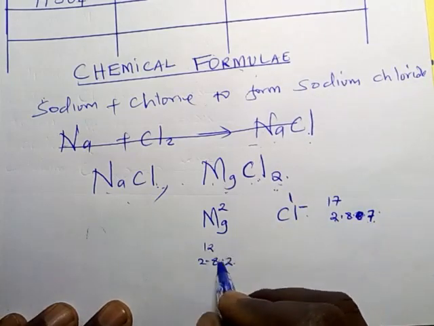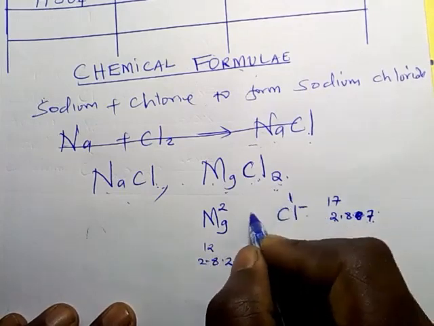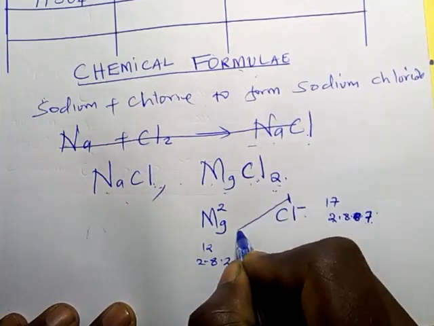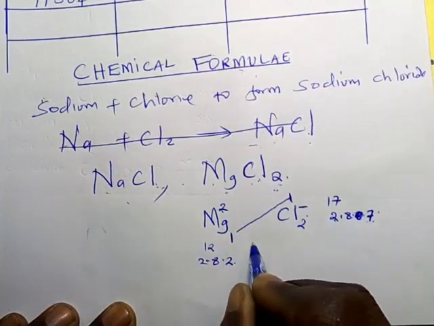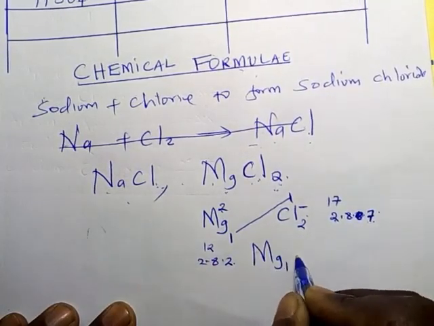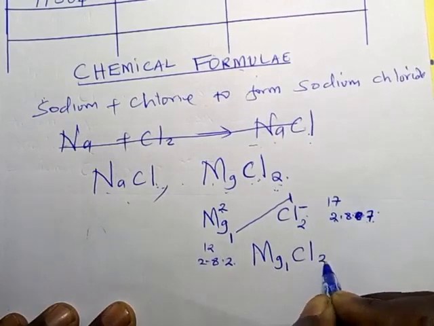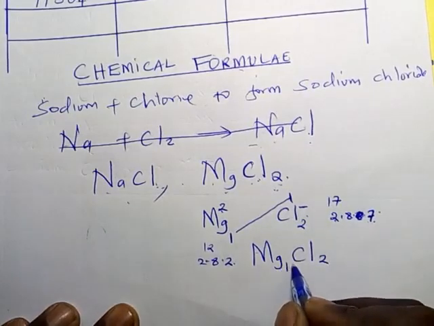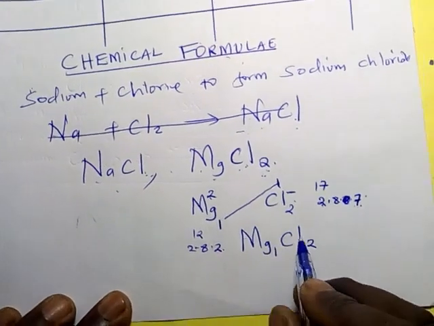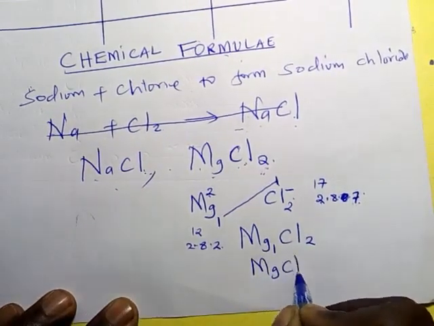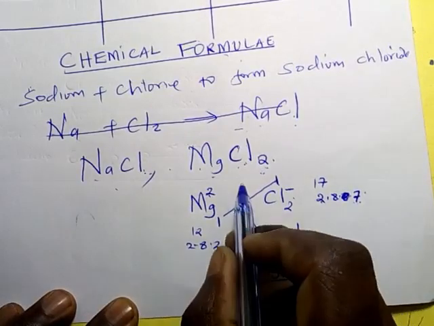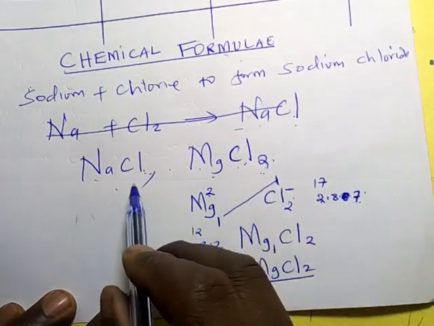So what happens during a chemical reaction? They interchange the valences. So this one comes here, and this one comes here. And so we have magnesium 1, chloride 2. But the 1, we don't write it. We assume it is there, but we just remove it. Therefore, the final product we have is MgCl2, magnesium chloride. That's why magnesium chloride is written with 2, and this one is not.